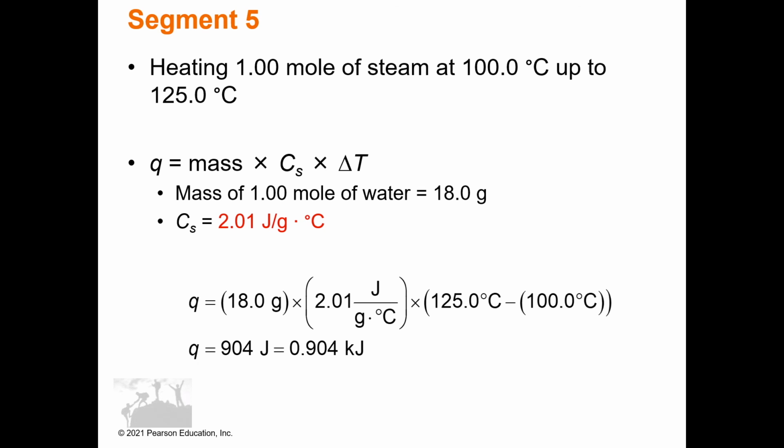Our last segment is another line with a positive slope. So now we have a temperature change. All of our liquid has turned into gas. It started off at 100 degrees Celsius and will end at 125 degrees Celsius. So we're going to use Q equals mcΔT. Here's the specific heat for steam. After we plug in our values, we get 0.904 kilojoules.